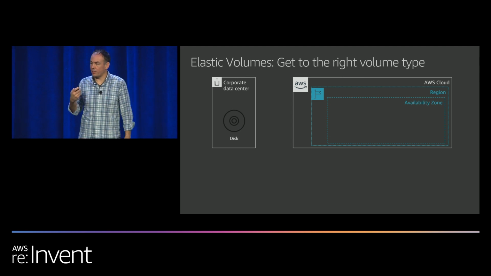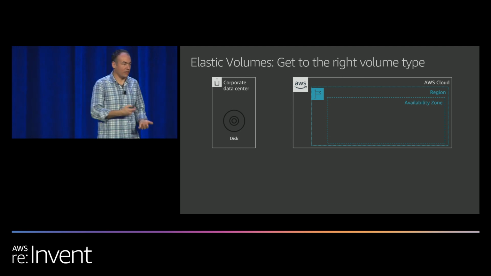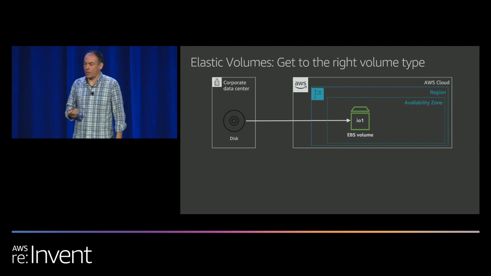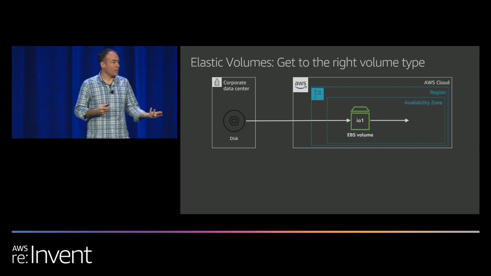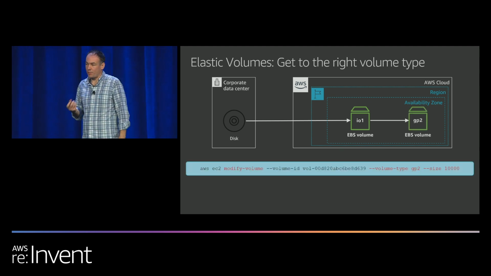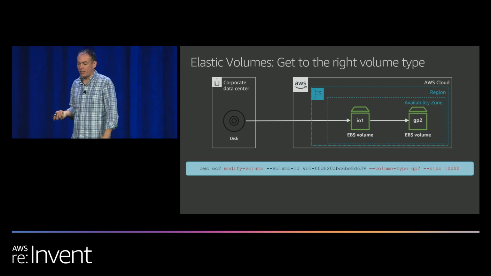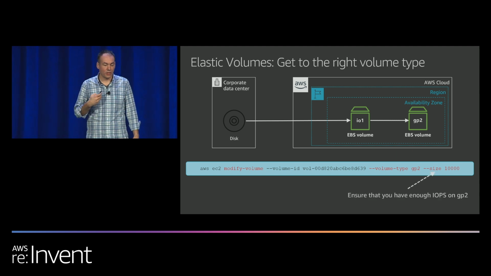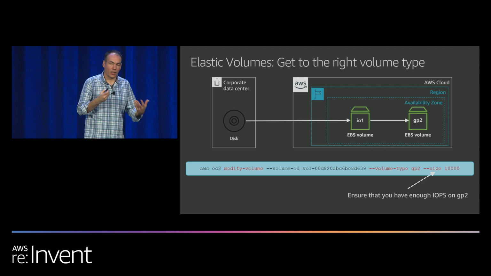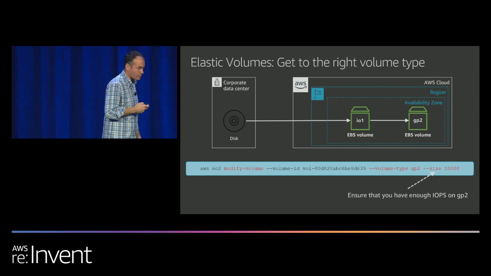And so on scaling, you can use elastic volumes to either get to the right type or get to the right performance level. Maybe you started with an IO1 volume, you realize that's more than you need. You can go to a GP2 volume. With GP2, just ensure that the size gives you enough performance for your workload. So you may need to scale the size up depending on where you're going there.